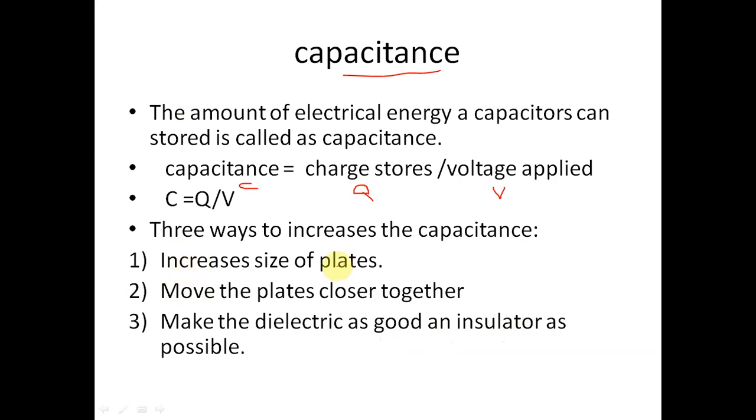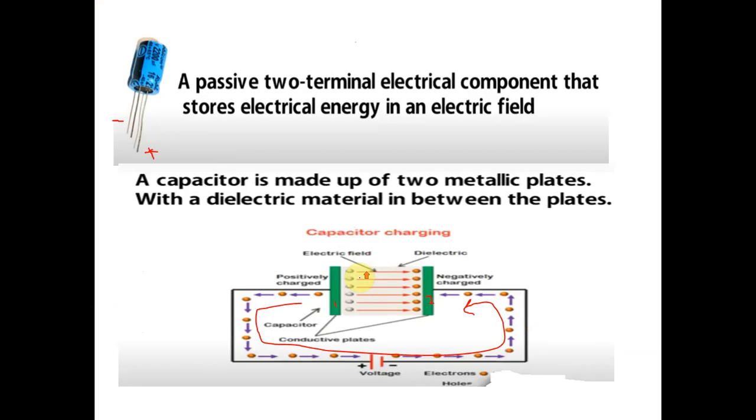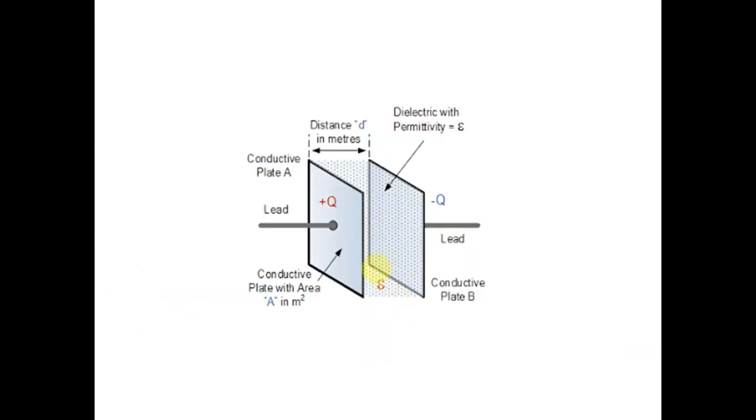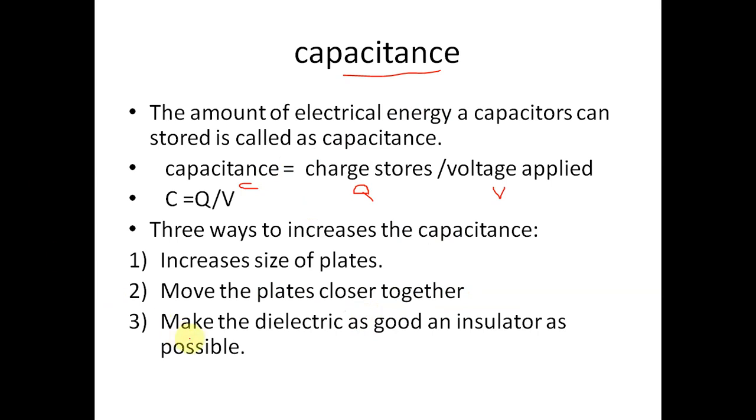First, increase the size of the plates. See here, if the size of the plates increases, then the capacitance will increase. Second, move the plates closer together. See here, these two plates are moved closer together, so the capacitance will increase. And third, make the dielectric as good an insulator as possible.